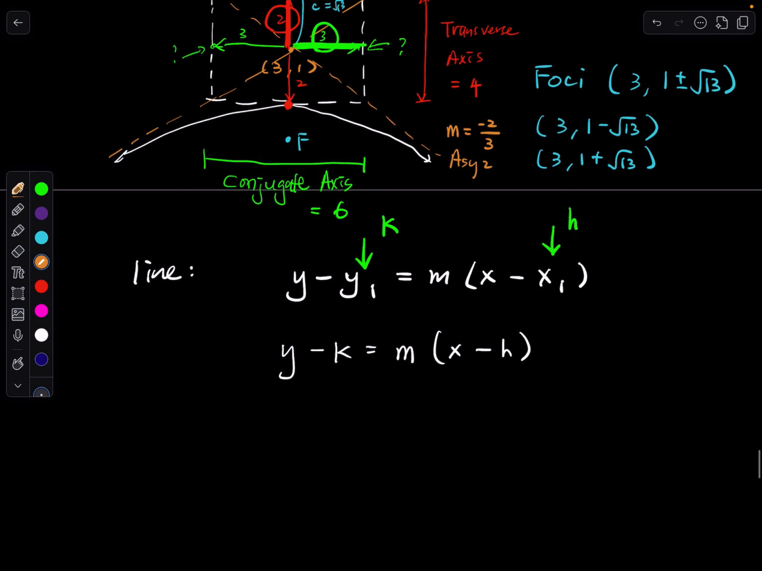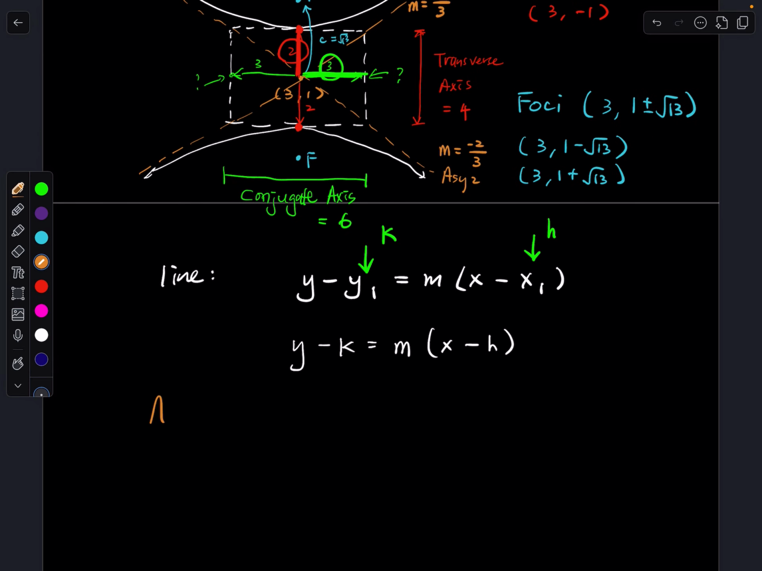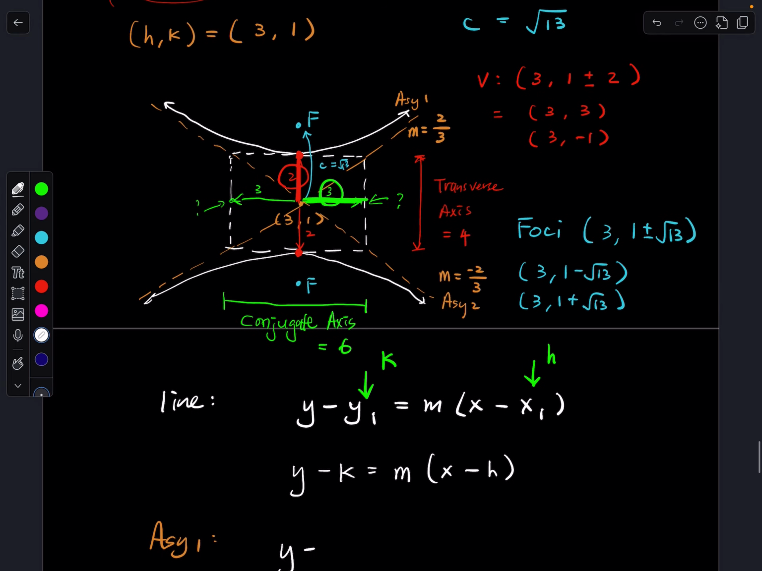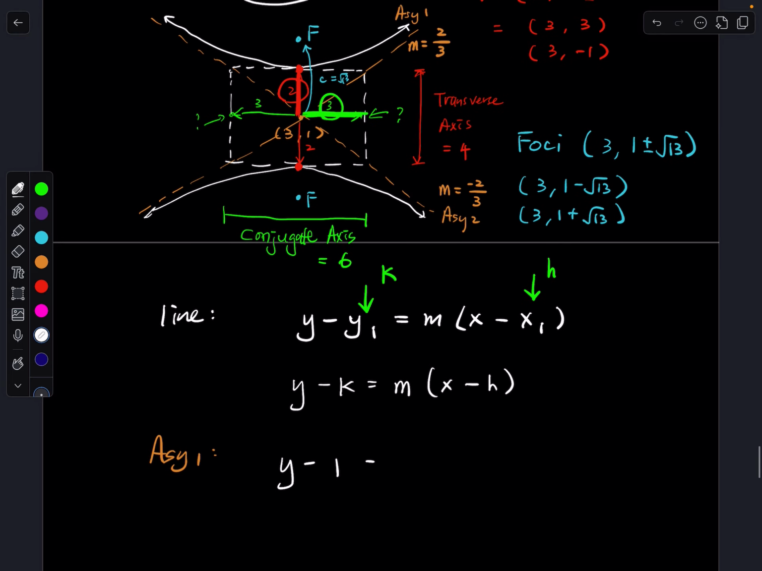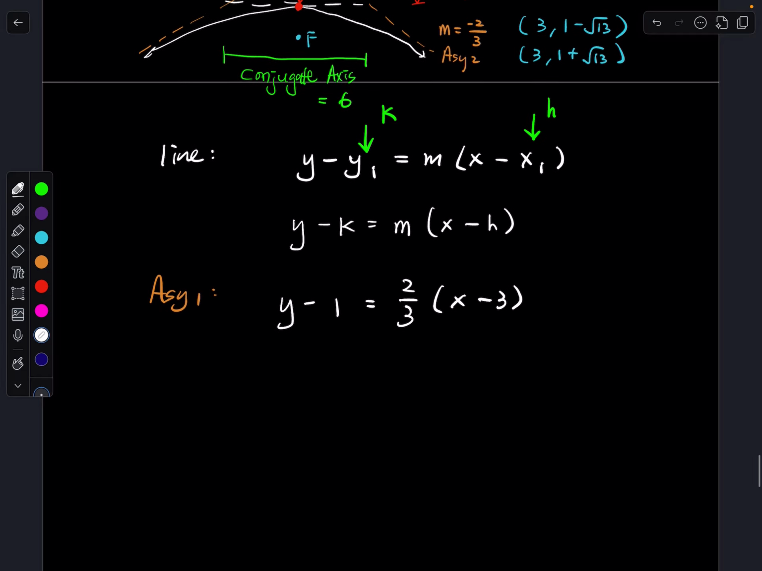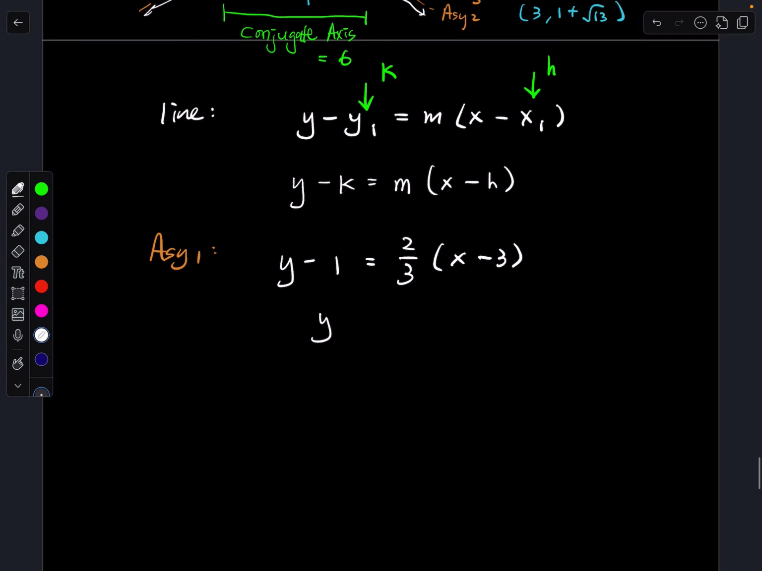So now we're going to go back to our equation right here. So what is my asymptote number 1, you'd say? Well, you will first have y minus your k value. Your center was, let me see, 3, 1. Your center, again, is on top right here, 3, 1. So y minus 1 equals 2/3 times x minus 3. That's it. Now, some teachers want you to solve for y. So if you want to solve for y, you can go ahead and simply do the distribution, plus 1. So there you have it. You have your first asymptote.